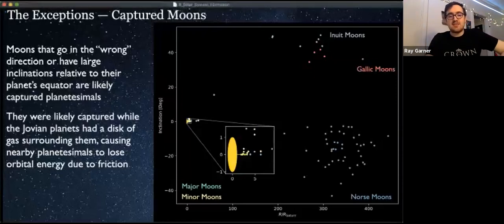Here you can see the major and minor moons in green and yellow. They are all pretty low inclination. They most likely formed with Saturn. In fact, a few of them are in Saturn's rings, so they really did form with Saturn.